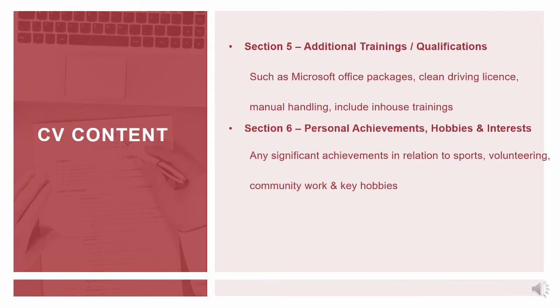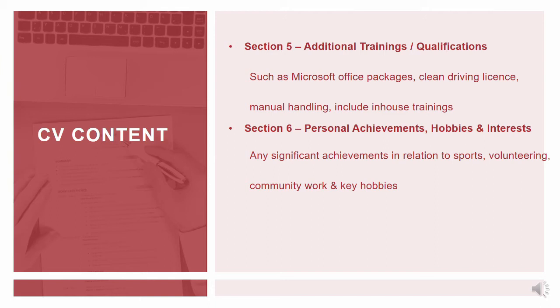Regarding the next section, section 5, here you note down any additional trainings or qualifications that you may have completed. These could include Microsoft Office packages such as Word or Excel training. It could be noting down that you have a clean driving license, if you've completed a manual handling course, or it could just include any in-house trainings that you may have completed with any of your past employers.